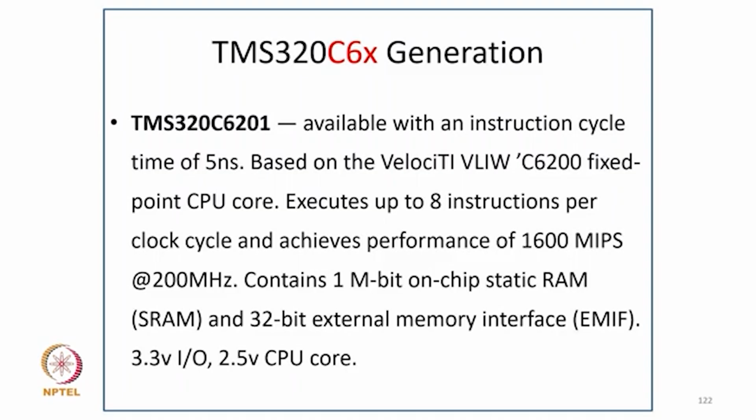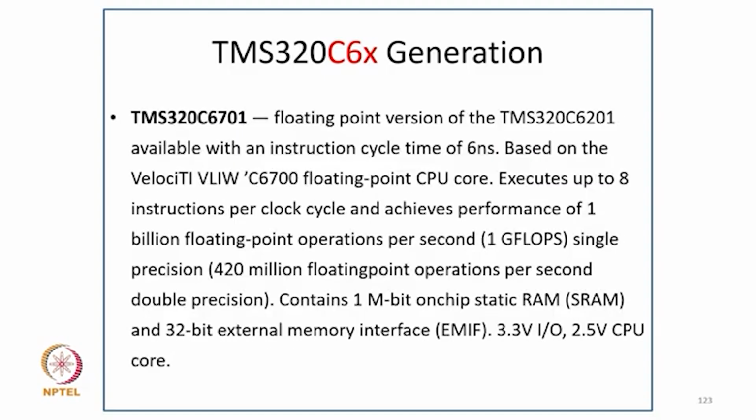TMS320C6201, available with an instruction cycle time of 5 nanosecond based on the VelociTI C6200 fixed point CPU, executes up to 8 instructions per clock cycle and achieves performance of 1600 million instructions per second at the rate of 200 megahertz. Contains 1 megabit of on-chip static RAM (SRAM) and a 32-bit external memory interface (XMIF), 3.3 volt input output and 2.5 volt CPU core.